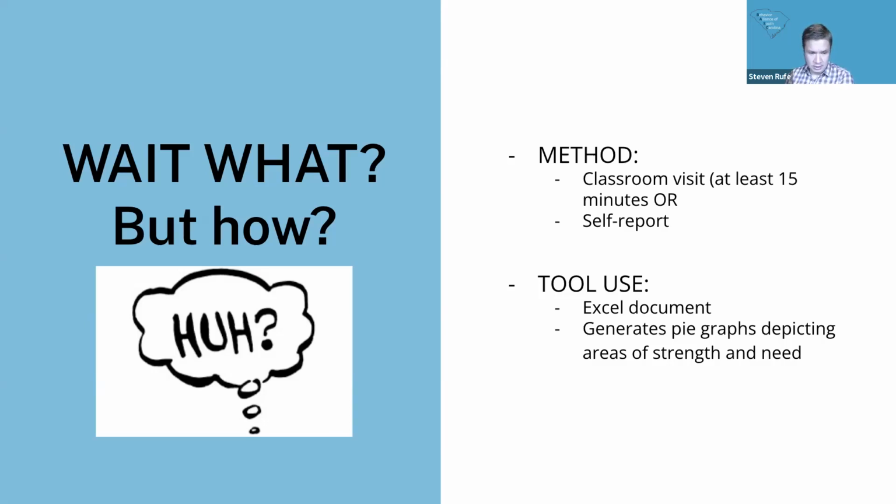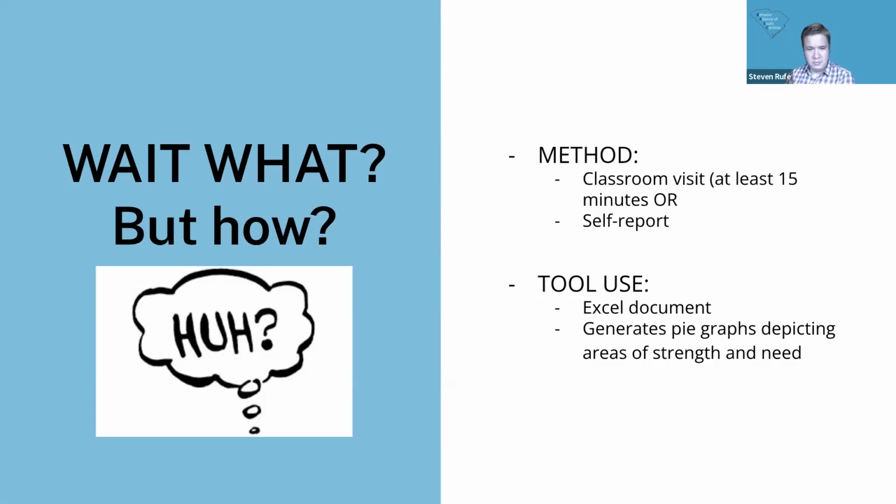Think back to my lessons learned in the field. When we're talking about working with individual teachers, we're really talking about doing this through two different avenues. The first of which is a short, at least 15-minute classroom visit, or through a self-report. So when we're talking about how this tool can be used, it can be used in a short classroom visit and a scoring from the observer or the visitor, or it could be used and sent out to educators to perform a self-assessment on how they're doing with their practices.